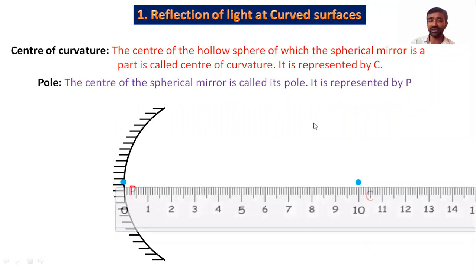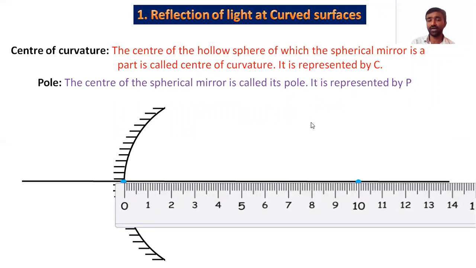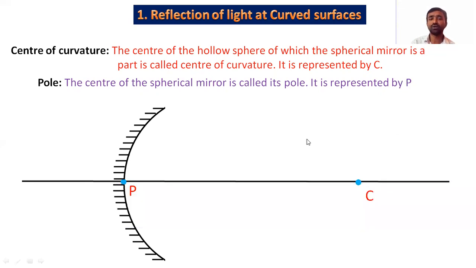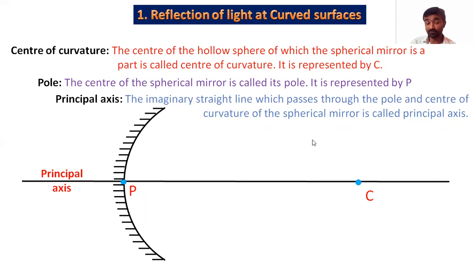Now I'm using a scale to join the pole and the center of curvature with a line. You observe, I drew a line. This line I'm now calling the principal axis. What is this line? The principal axis. How do you define the principal axis? It is an imaginary line that passes through the pole and the center of curvature. This we call the principal axis. Is it clear, everyone?